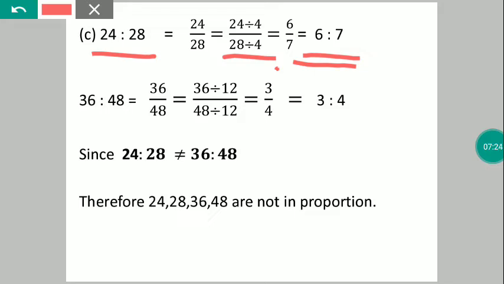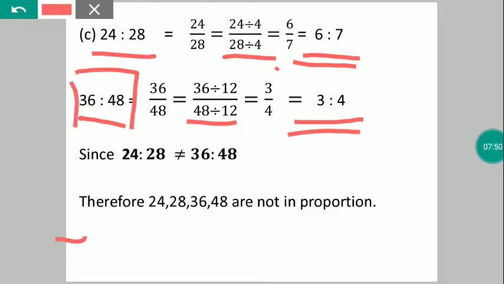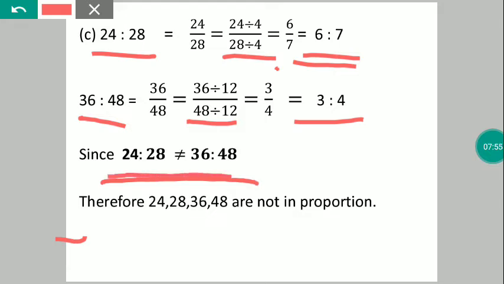Now the ratio of third and fourth quantity, 36 to 48, is 36 upon 48. Divide numerator and denominator by 12. So 36 divided by 12 upon 48 divided by 12 is equal to 3/4. So the ratio is 3 to 4. Since the ratio of 24 to 28 is not equal to the ratio of 36 to 48, those two ratios are not equal.